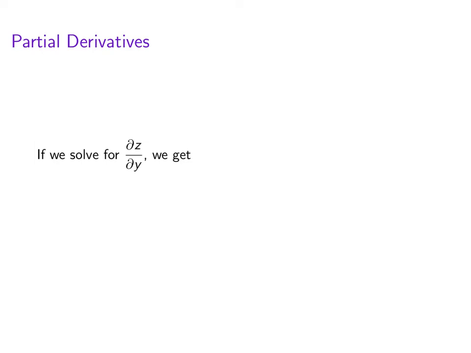Now we're going to just solve for dz by dy algebraically. If we solve for dz by dy, we'll end up with 5xz minus 3x all over 4z cubed minus 5xy. We're just solving for this algebraically.